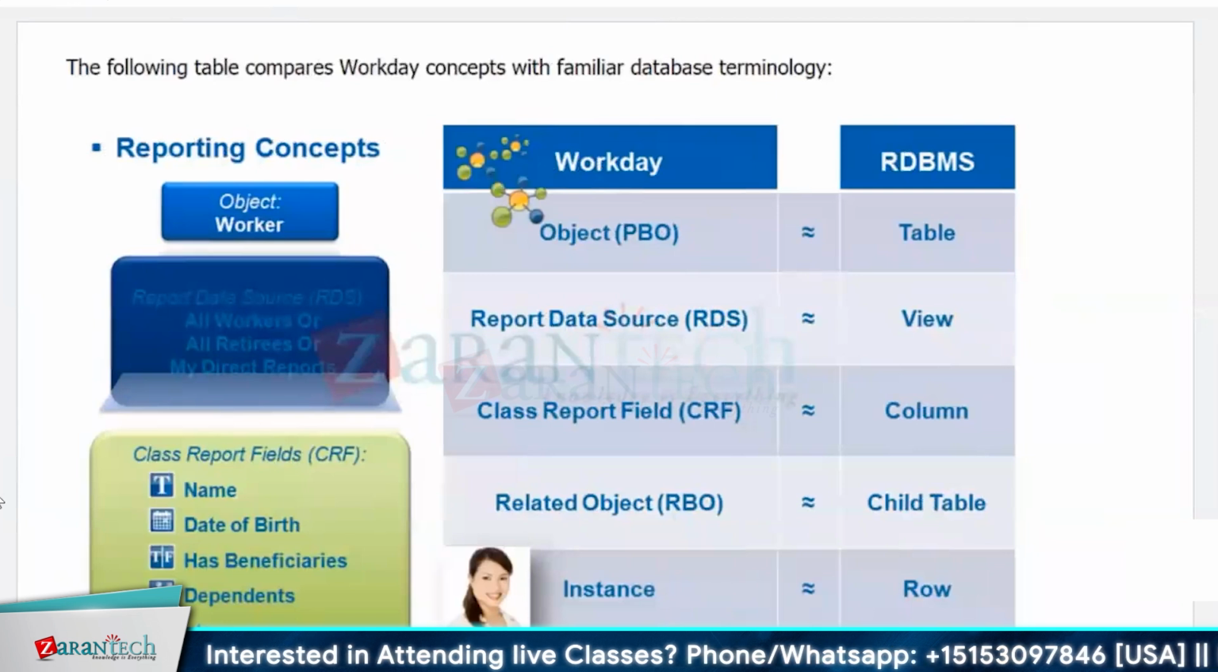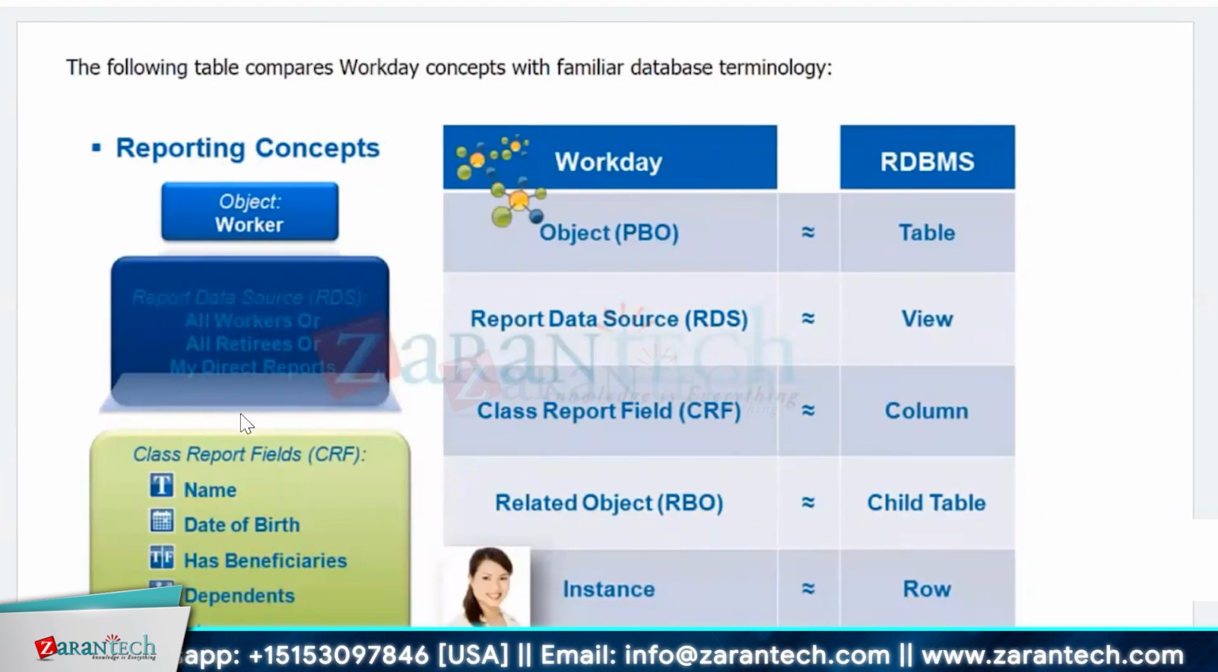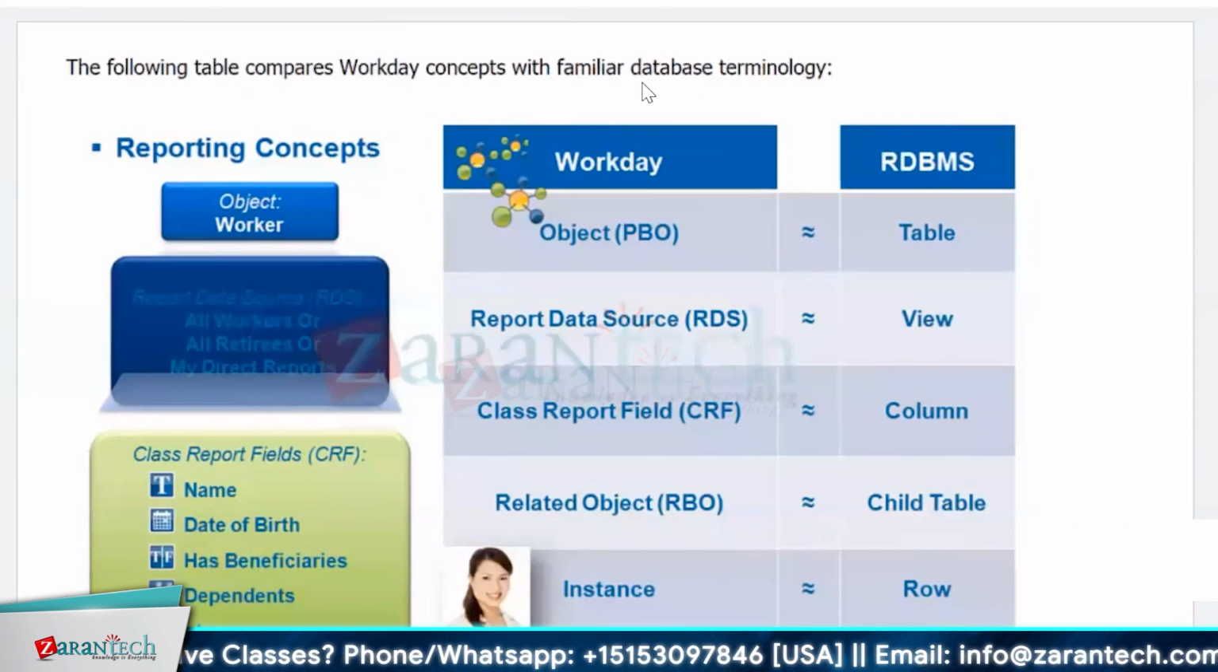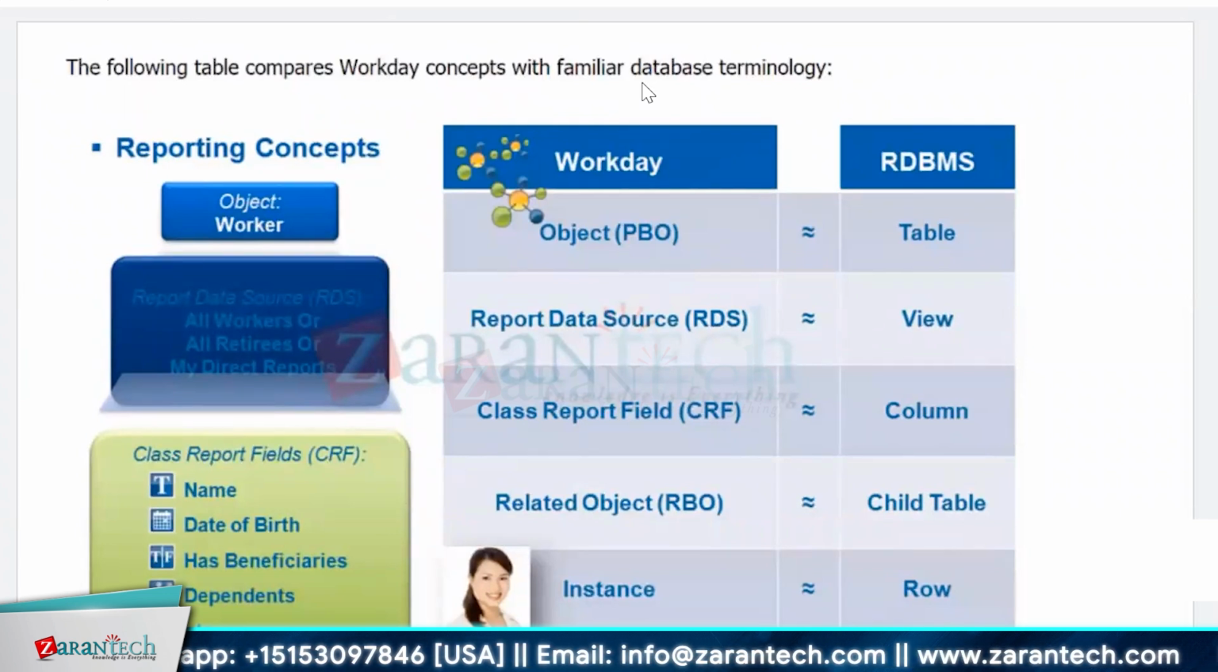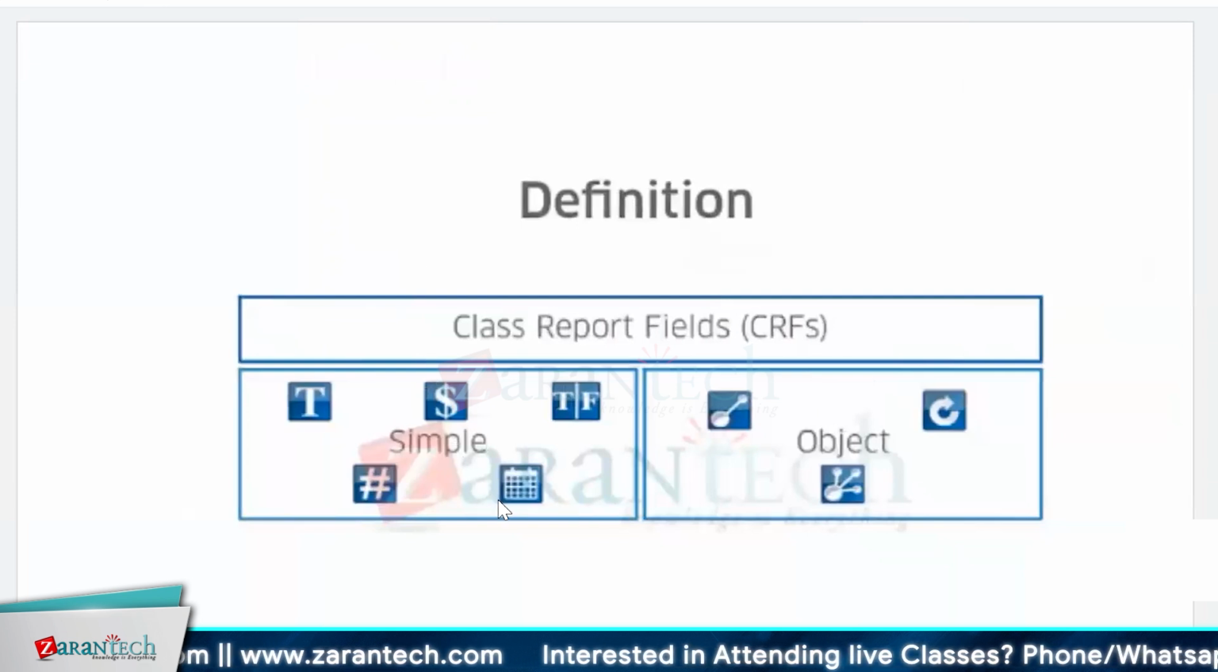And that's what we were talking about here. You have the worker object, and then you have different data sources that have different report fields on them. So you can have name, date of birth, beneficiaries, dependents. Again, if you're talking about relational database terminology, this is how it ties together. And then the specific class report fields, you'll just hear CRFs. Whenever they're talking about these report fields, they'll just mention them as CRFs, and all that means is class report fields.